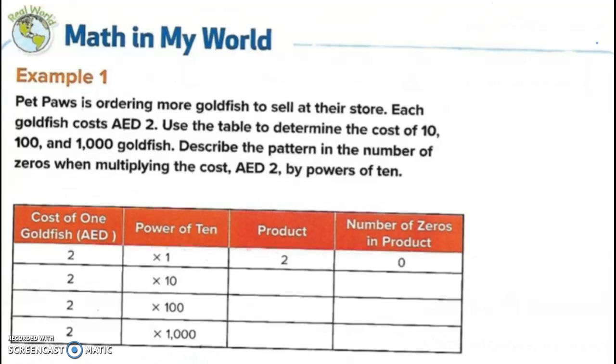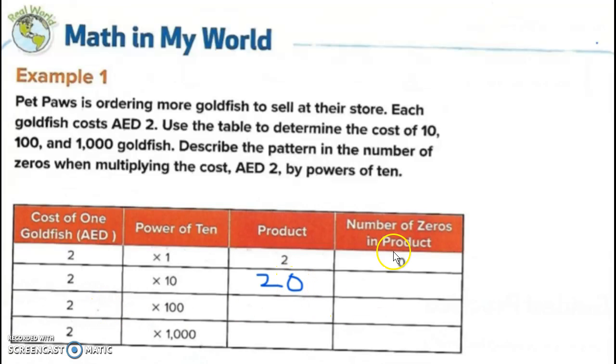Let's have a look. The cost of 1 goldfish is 2 dirham. Power of 10 will be 2 times 1, and the answer or the product is 2. So the number of zeros in this product is 0. There's no zeros in this product. Okay, so 2 times 1 is 2. Let's have a look at 2 times 10. What will the answer be? 2 times 10 is 20.